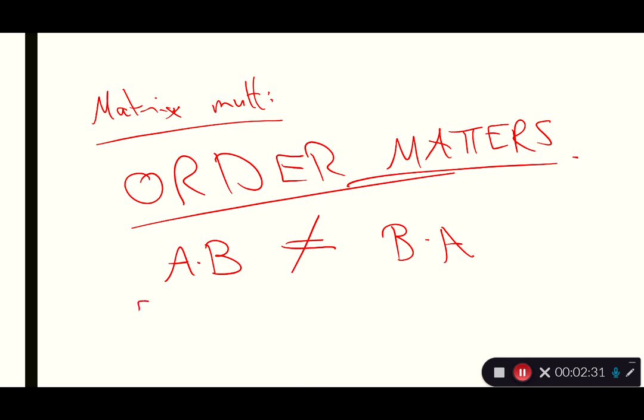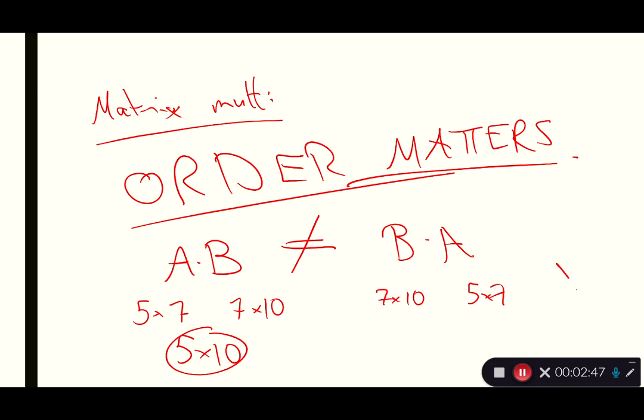So for example, if A is a 5 by 7 matrix and B is a 7 by 10 matrix, then A times B exists. It's going to be a 5 by 10 matrix. But B times A would be a 7 by 10 times a 5 by 7, and we simply can't do that at all. It's impossible. And so as a result, we have to be very careful about order. And when we write linear functions, we have to say that we're working with column vectors and that we're saying A times the column vector plus another column vector is how we're writing the linear function.